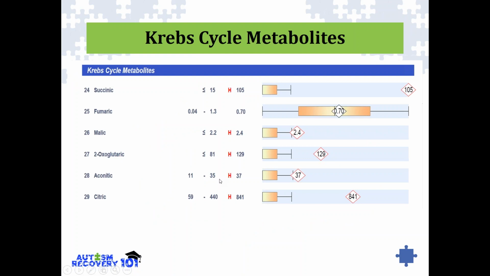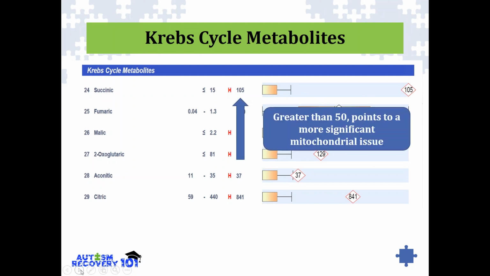Most of the time when these markers are high, they're just slightly high. So for example, this malic acid, just 2.4, reference range 2.2. But sometimes we'll find some other markers fairly high. Okay, citric acid is quite high in this case, and succinic acid is quite high as well in this particular case. And so the higher the level, and I can't give you an exact cutoff, but the higher the level, potentially more of the problem. For example, succinic, rough estimates are that perhaps levels above 50 might point to a more significant mitochondrial issue.